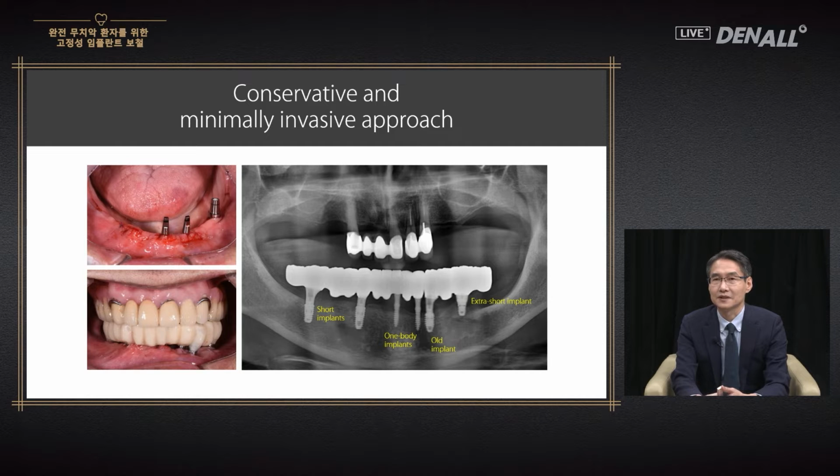If you look at the image on the left, minimally invasive surgery was done. Minimal flap has been opened, or in some cases, flapless implant placement was done. And small implants were also used. This was possible because the antagonist was RPD. If antagonist was strong, I think this is a type of treatment that we need to pay more attention to.